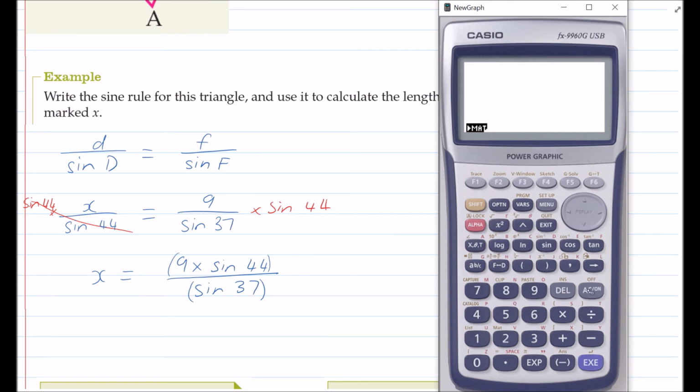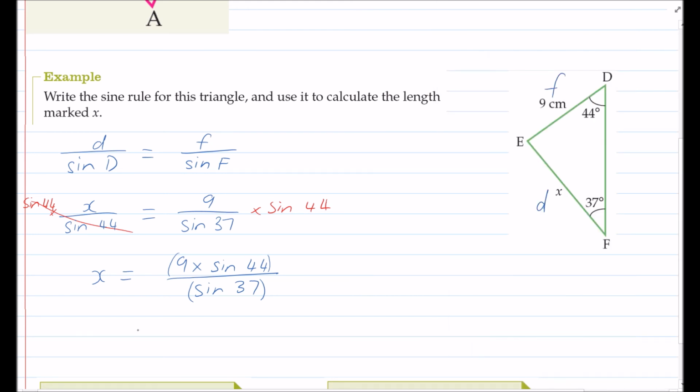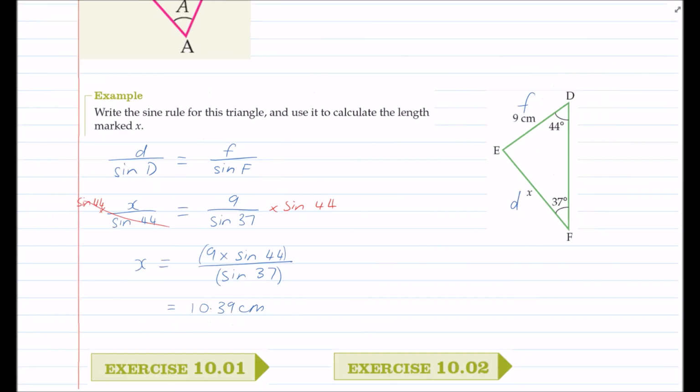Okay, so let's put this into a calculator. 9 times sine 44 divided by sine 37, and we get 10.39. So the answer here is the length of x is 10.39 centimeters. So the application of it is pretty straightforward, as is our application of the area rule.